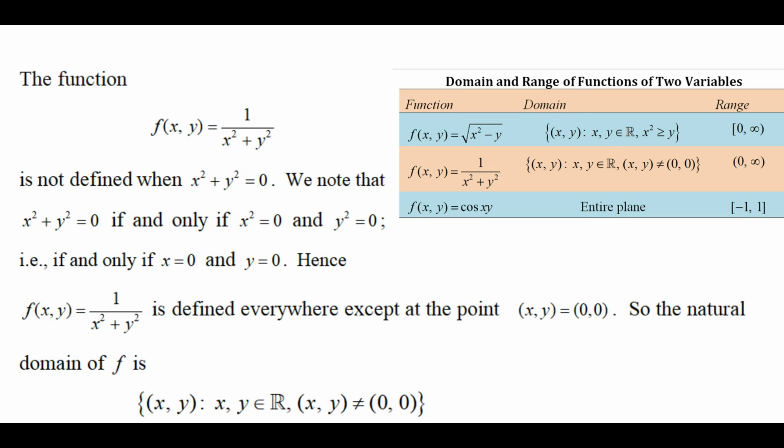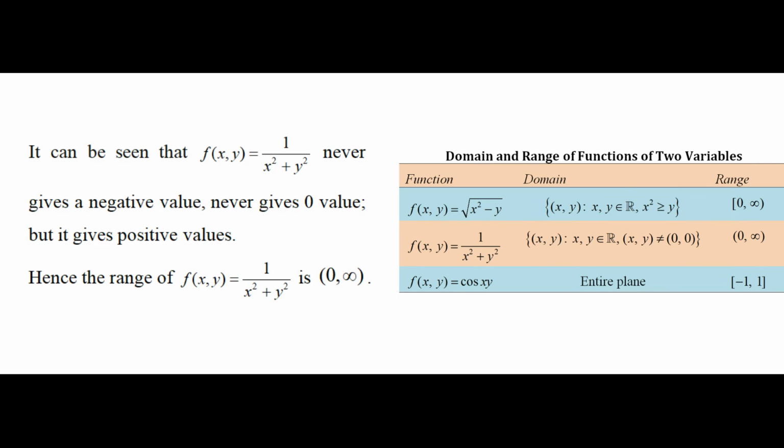So, the natural domain of 1 upon x square plus y square is equal to the set of all ordered pairs xy such that ordered pair xy is not equal to ordered pair 0, 0. It can be seen that 1 upon x square plus y square never gives a negative value and never gives 0, but it gives positive values. So, the range of 1 upon x square plus y square is the open interval 0 infinity.